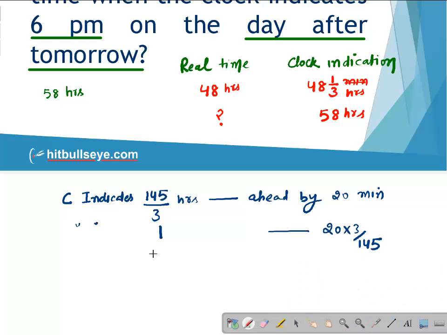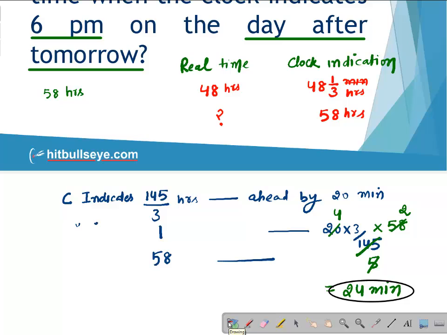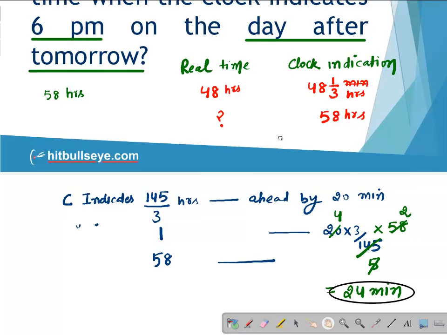And now when the clock indicates 58 hours, can we multiply here by 58? Now students, when you solve this, 29, 5, 2, and 5 4s are 20. You can see here students, it is ahead by 24 minutes. Right students? Now very importantly, we calculated that the time the clock is showing is ahead by how many minutes? It is ahead by 24 minutes, students.